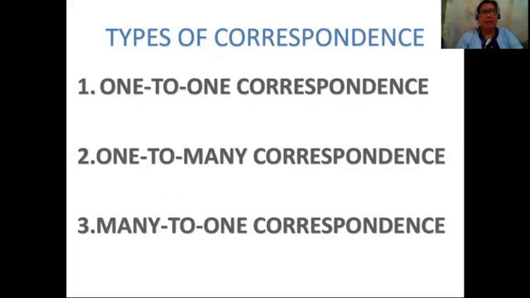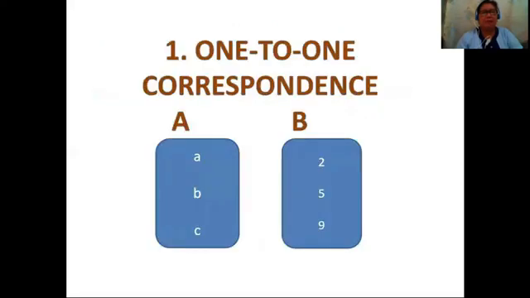Let us have an example for each type. Number 1. The one-to-one correspondence. You are given set A with elements A, B, and C. Set B with elements 2, 5, and 9. A corresponds to 2, B corresponds to 5, and C corresponds to 9.